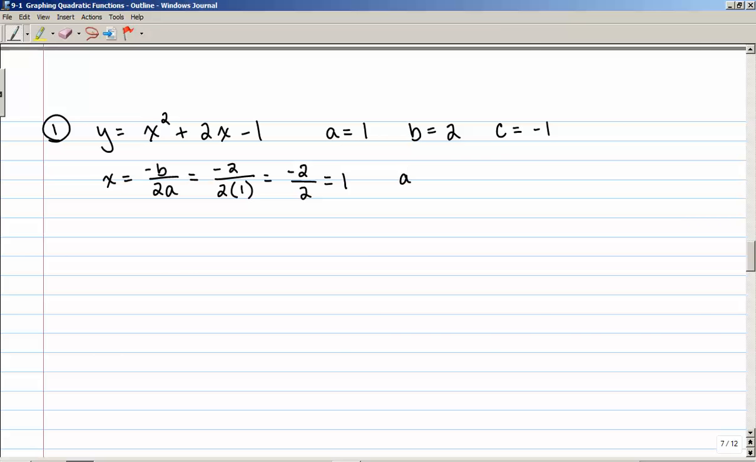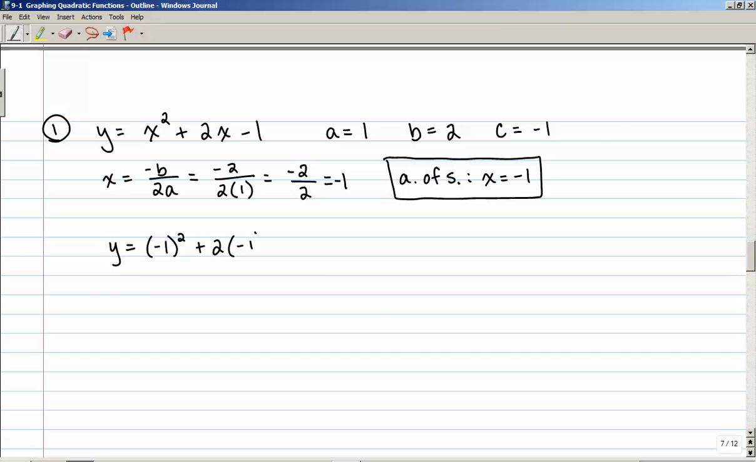So my axis of symmetry is the equation x equals, oops, I forgot my negative, x equals negative 1. That's the vertical line that goes through the vertex about which the parabola will be symmetric. Now, to find the vertex, this x value right here is the x of the vertex. To find the y value of the vertex, I'm going to plug it back into my original function. So I have y equals negative 1 squared plus 2 times negative 1 minus 1. That's going to give me 1 minus 2 minus 1, or negative 2. So when x is negative 1, y is negative 2, so my vertex is the point negative 1, negative 2.